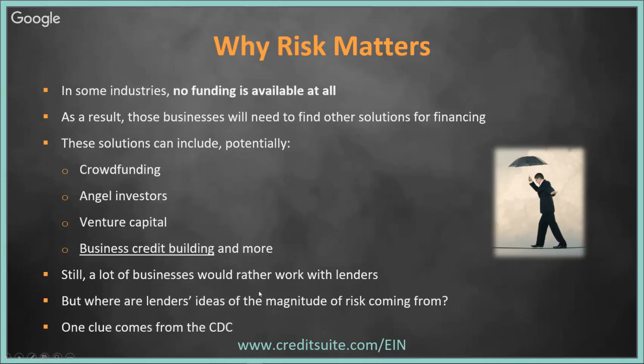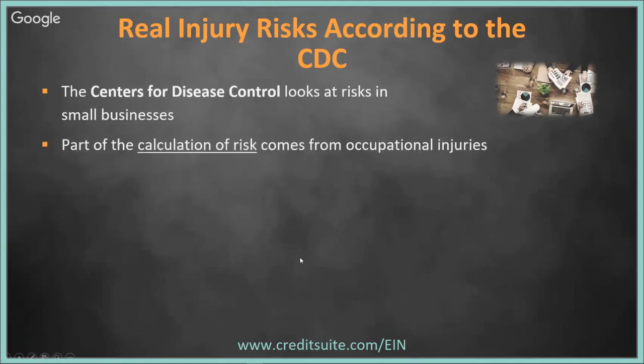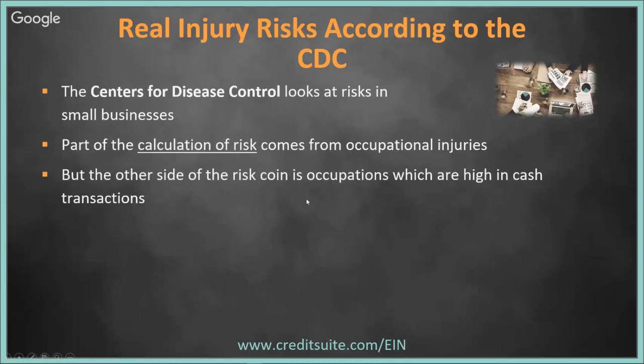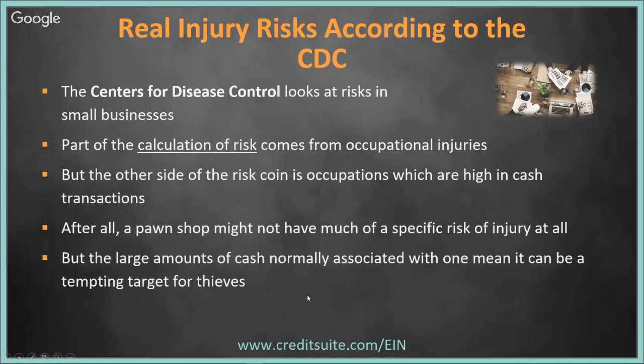So where do the lenders' ideas of the magnitude of risk come from? Well, one clue comes from the CDC. The CDC looks at risk in small businesses. Part of the calculation of risk comes from occupational injuries, but the other side of the risk coin is occupations that are high in cash transactions. After all, think about it. A pawn shop might not have much specific risk of injury at all, but the large amounts of cash normally associated with it can mean a tempting target for thieves.